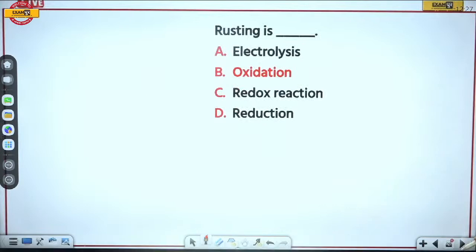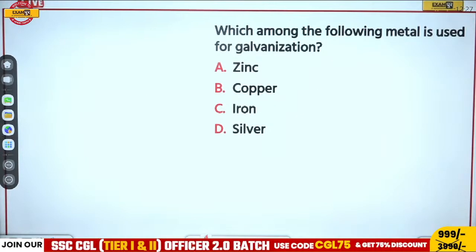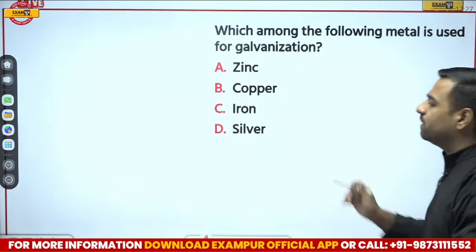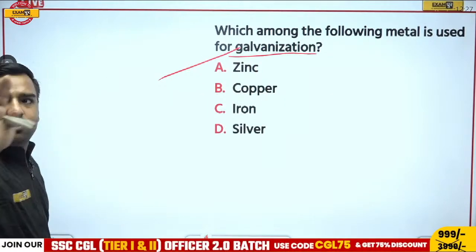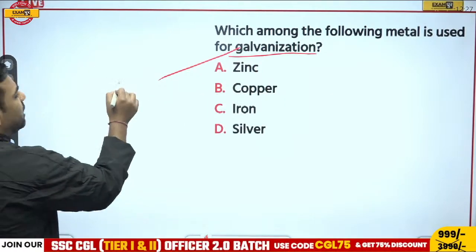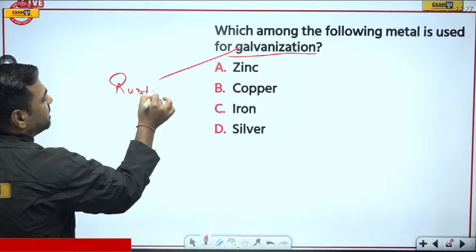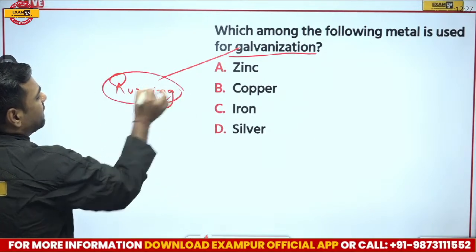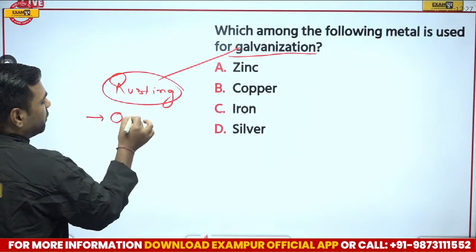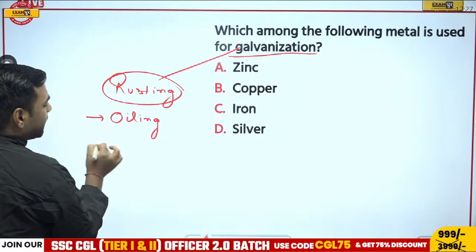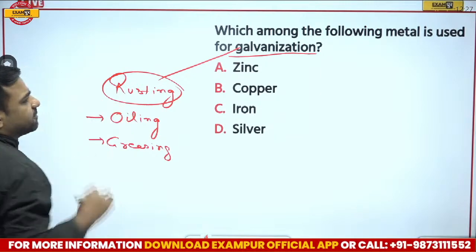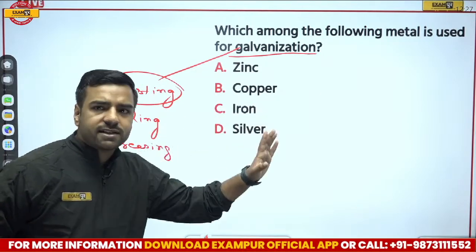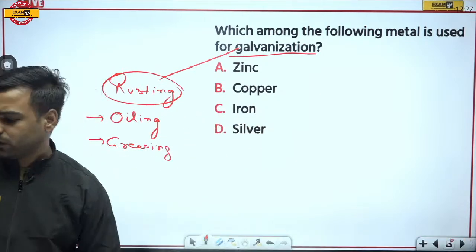Okay. So here we have oxidation. Now the next question: which among the following metals is used for galvanization? We have four options here. Before your answers, I want to explain: if I want to prevent the rusting process of iron, I can either go for oiling, greasing, or I can even go for this process, that is galvanization. Now what is it? I'll explain that. Before that, I want your answers.